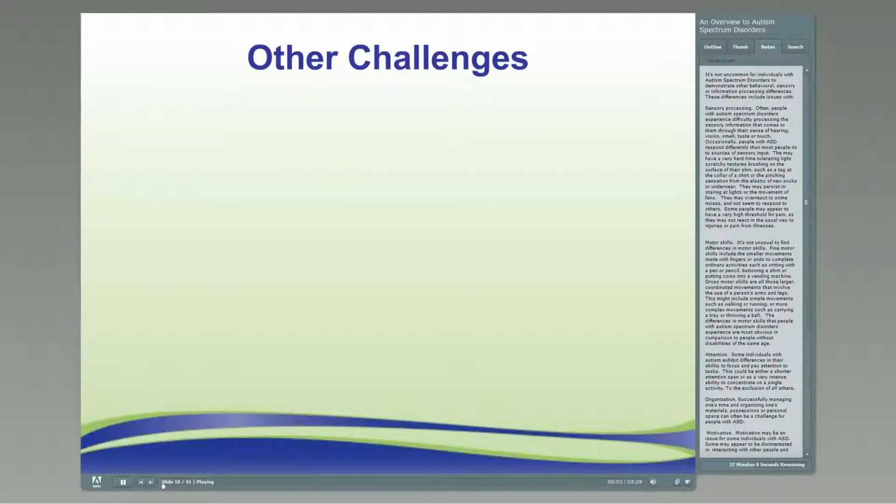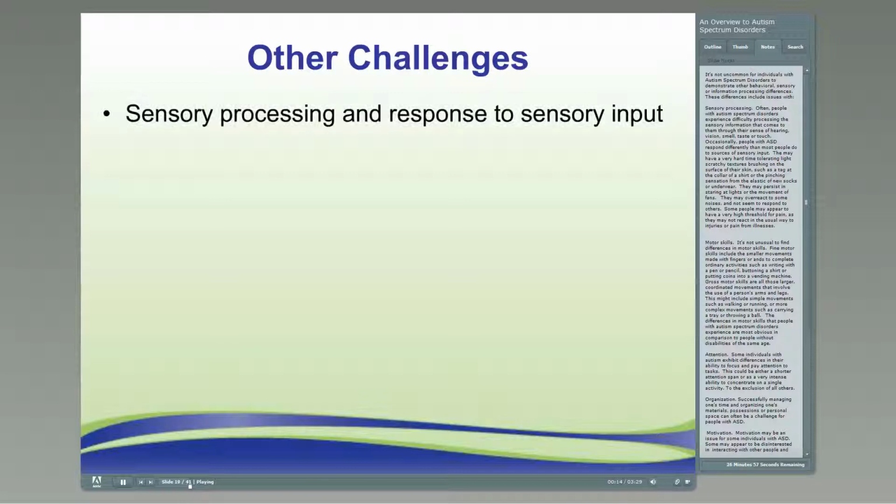It's not uncommon for individuals with autism spectrum disorders to demonstrate other behavioral, sensory, or information processing differences. These differences include issues with sensory processing. Often people with ASD experience difficulty processing the information that comes to them through their sense of hearing, vision, smell, taste, or touch. Occasionally they respond differently than most people do to sources of sensory input. They may have a very hard time tolerating light, scratchy textures brushing on the surface of their skin, such as a tag at the collar of a shirt. They may overreact to some noises and not seem to respond to others. Some people may appear to have a very high threshold for pain, as they may not react in the usual way to injuries or pain from illnesses.